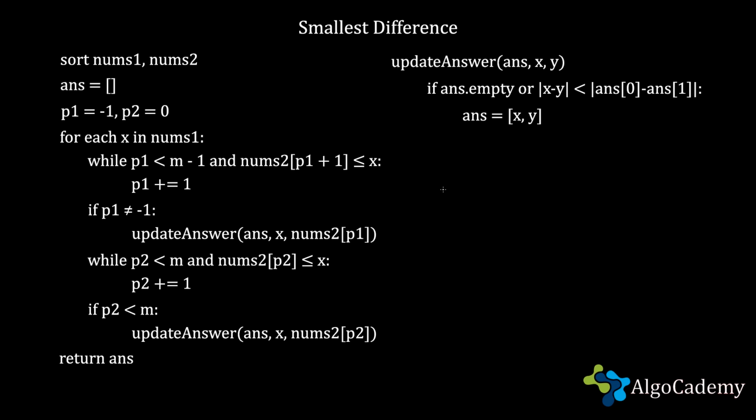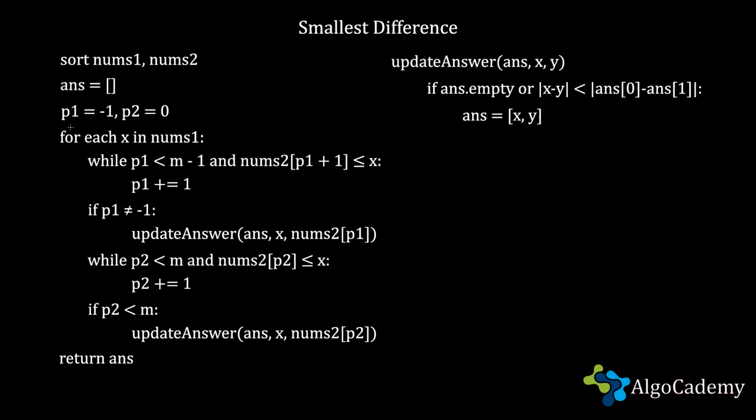Alright, and this is the code. So the first thing that we do is sort the two arrays, nums1 and nums2. Then we start with our empty array, which is going to store the answer. Then we have our two pointers. P1 is going to be for the greatest y, which is less than or equal to the current element.